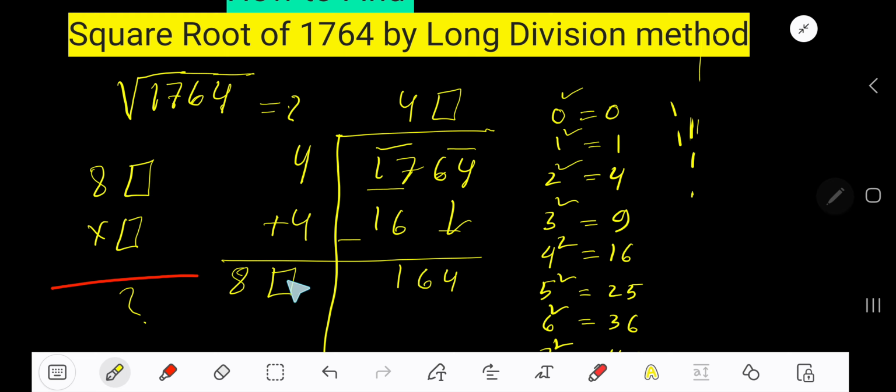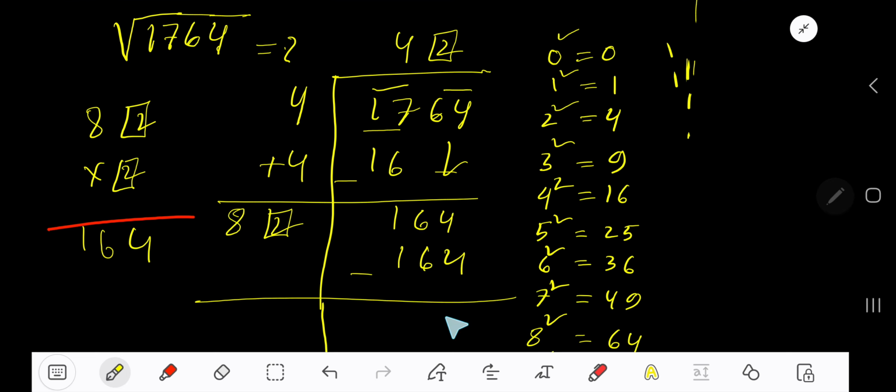So if you place here 2, what will happen? 2 times 2 is 4, 2 times 8 is 16, 164, which is equal to this. 2 times 82 gives you 164. If you subtract, you are getting 0.